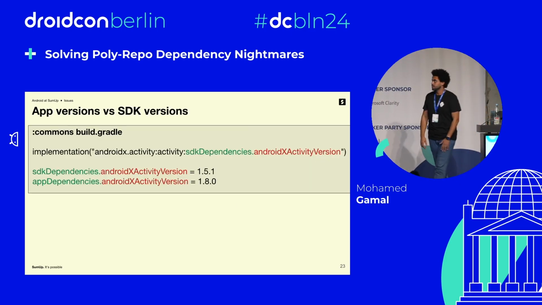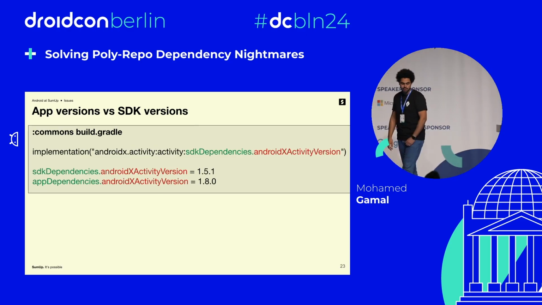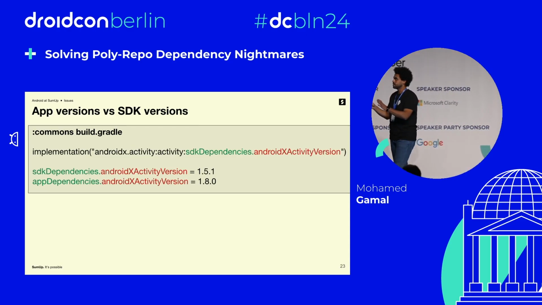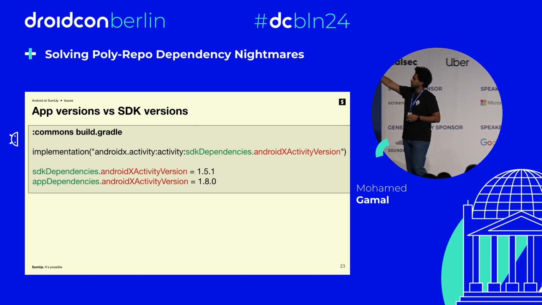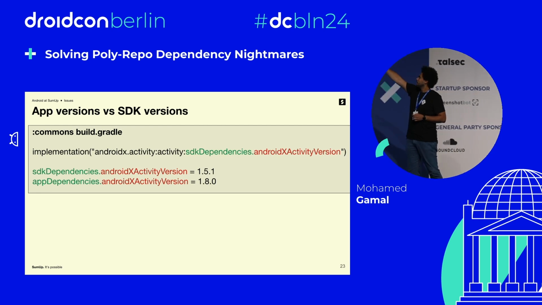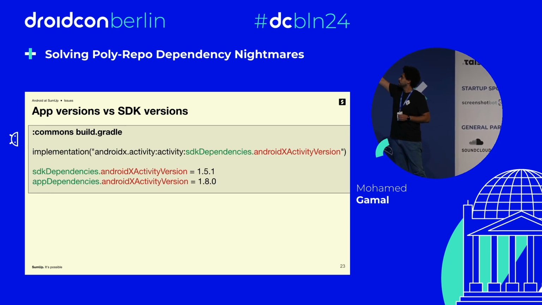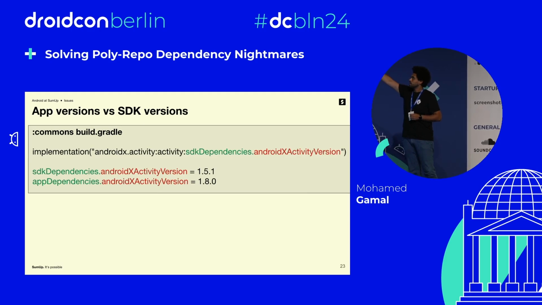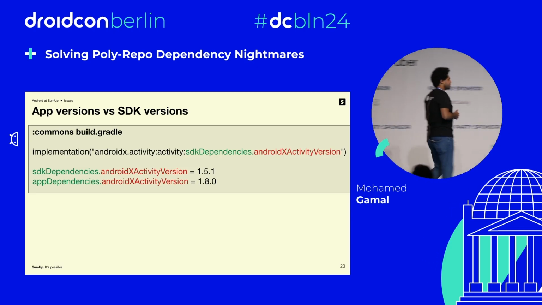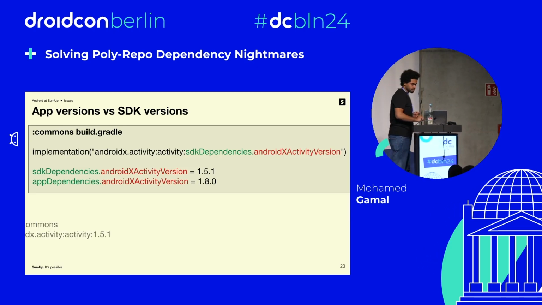So for example, let's talk about the Commons module. This Commons module has its own build Gradle. It implements, I don't know, activity X, and it uses the SDK dependencies because it contributes to the POS SDK, and it uses the version from there. If you look at the versions, you will find the SDK has one version and the app has another version. So how does Gradle resolve this?